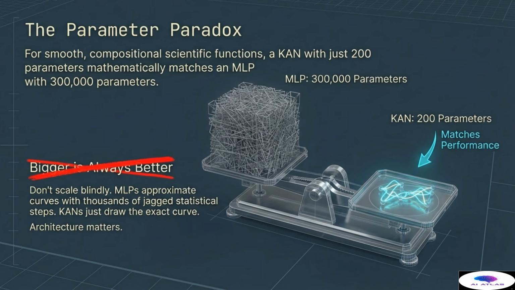By using a more intelligent design, we can achieve the same or better results with a fraction of the memory and storage requirements. This parameter efficiency is crucial for deploying models on edge devices or for conducting scientific research where every variable needs to be accounted for. It represents a shift from brute force computation toward elegant mathematical representation, proving that a well-designed small model can outperform a massive, poorly structured one.